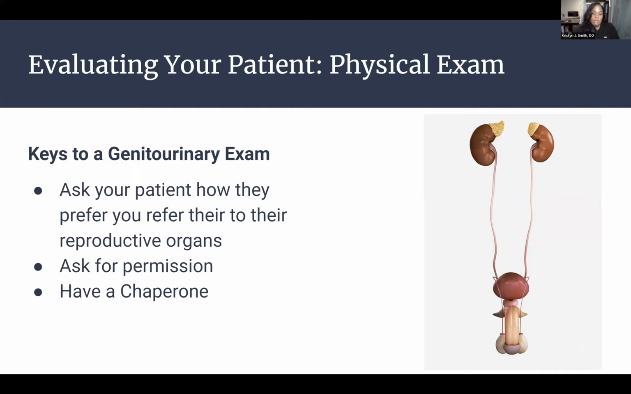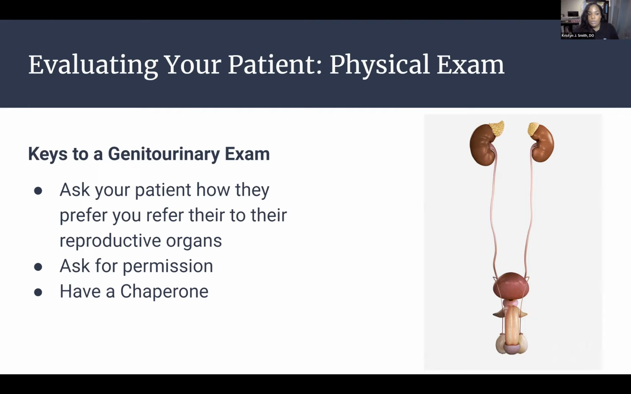So part of a thorough physical exam for a patient presenting with abdominal pain also includes performing a genitourinary exam. It's important that before you perform a genitourinary exam, you ask up front how your patient prefers their reproductive organs to be referred to. So whether they want you to use ovaries, testicles, or whatever language they prefer, you can get that out of the way to make sure that you're using patient preferred language.